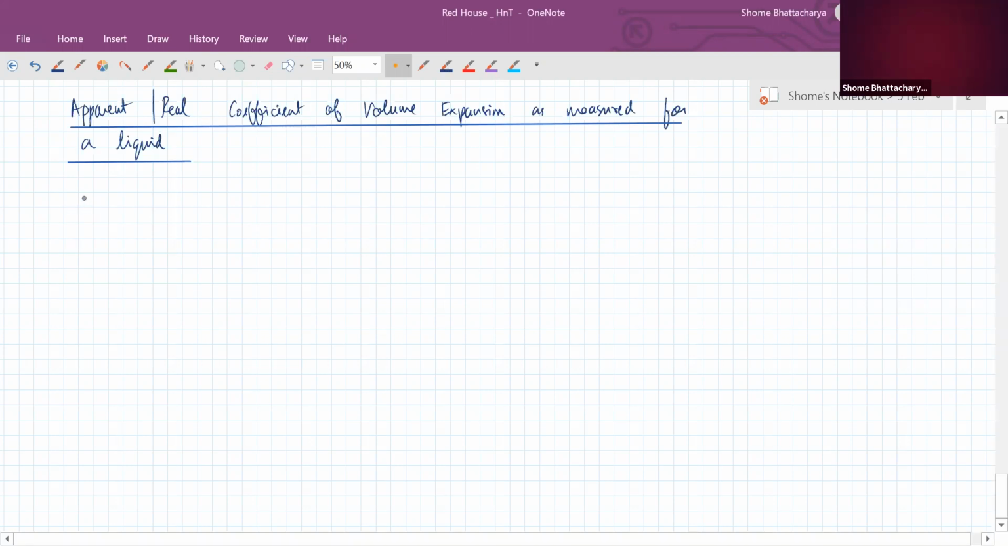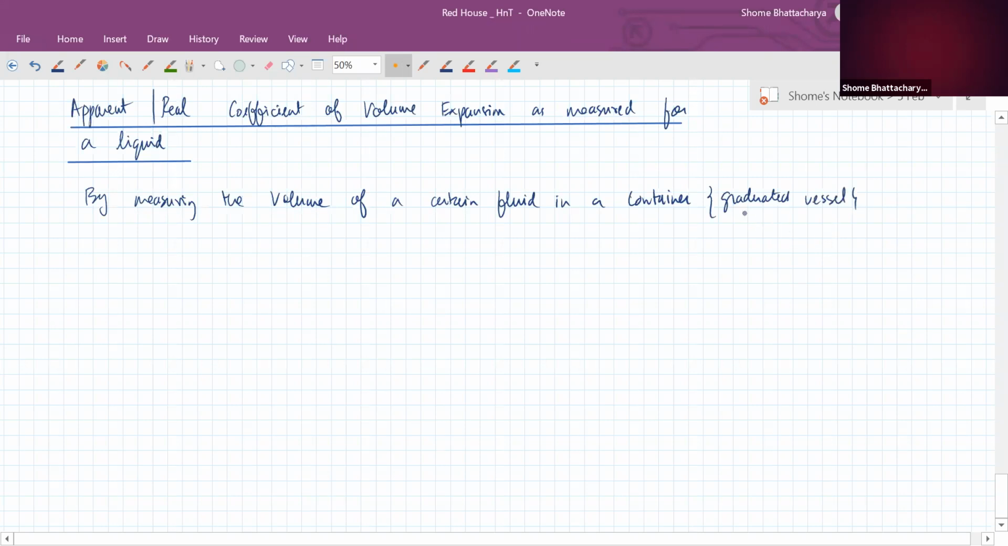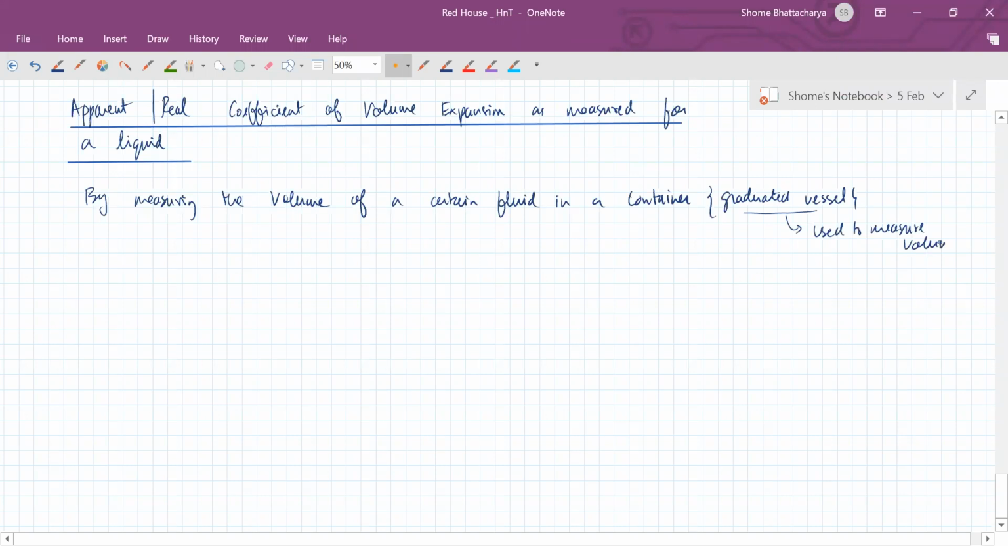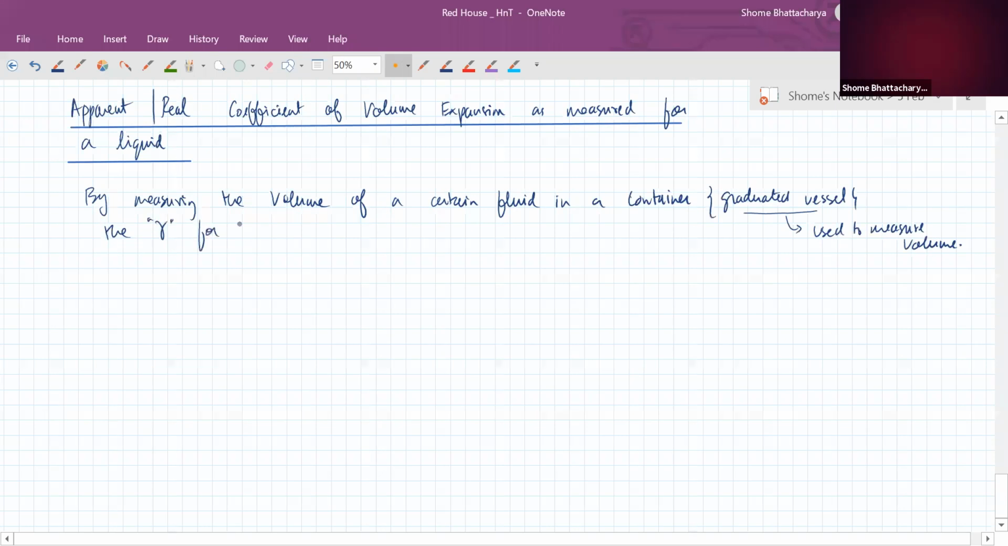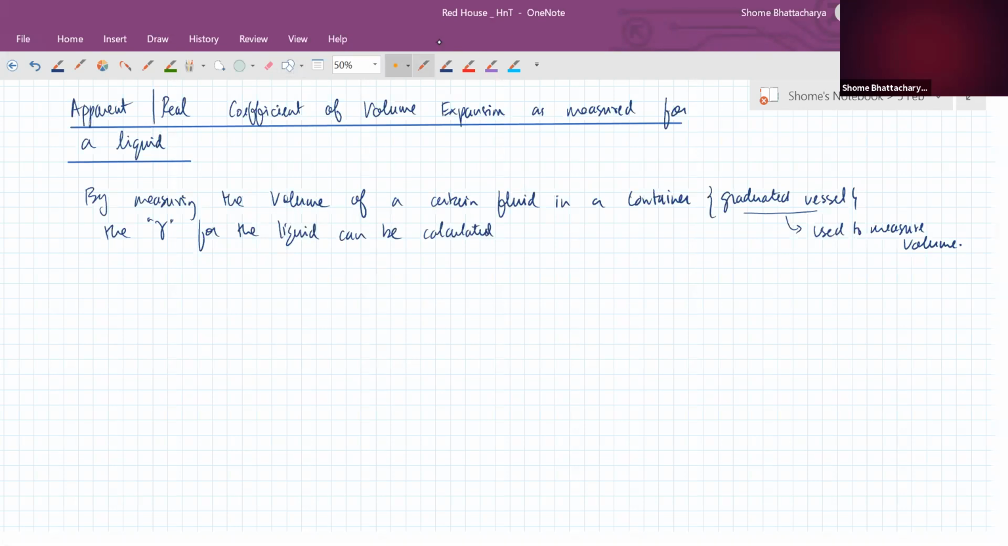Okay, so by measuring the volume of a certain fluid in a container, which you can think of as a graduated vessel, that means it can measure volume, the gamma for the liquid or fluid, whatever, can be calculated. Okay. So what's happening here is that suppose the vessel was calibrated at a certain temperature.